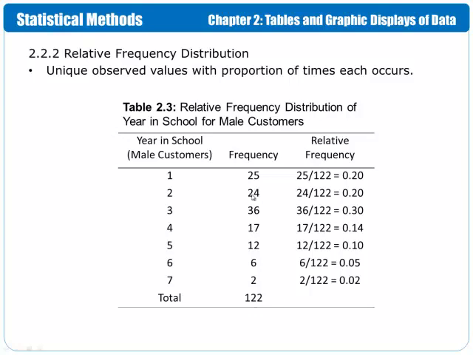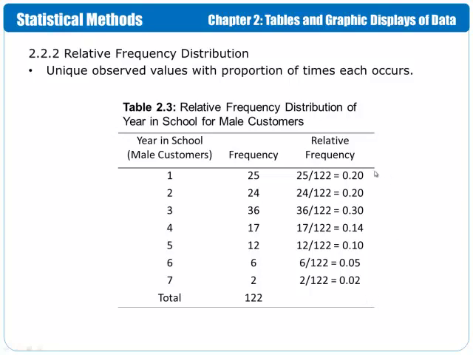So if we divide each of these frequencies by 122, that will give us the relative frequency, or the frequency relative to the total. From this we can see that 20%, or a proportion of 0.20, of the male customers are in their first year of school. And looking at these relative frequencies, we can get a better understanding as to the distribution of the years in school for these male customers.